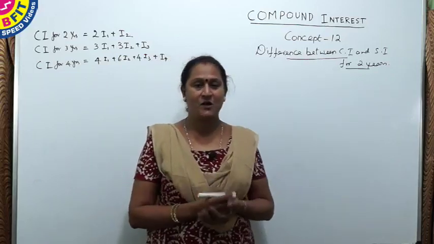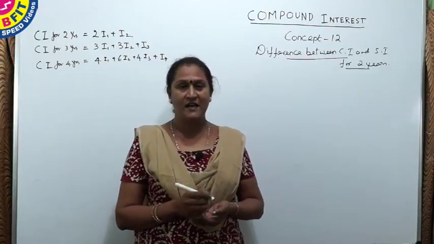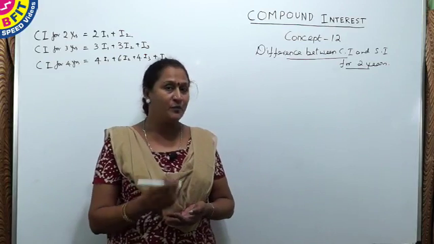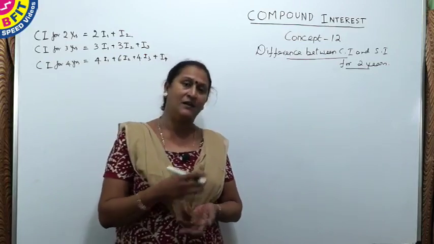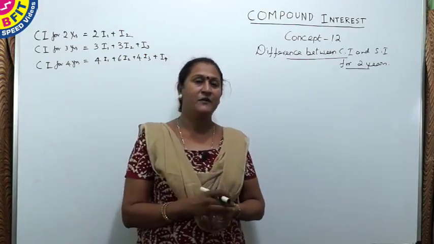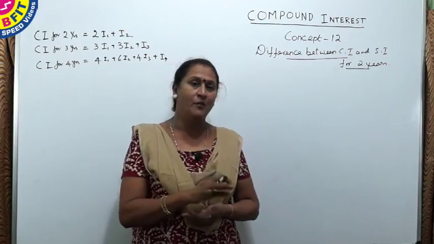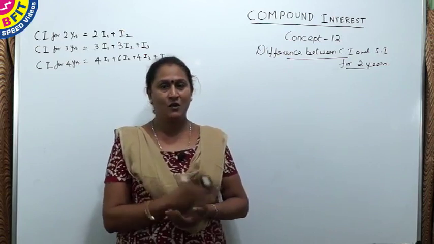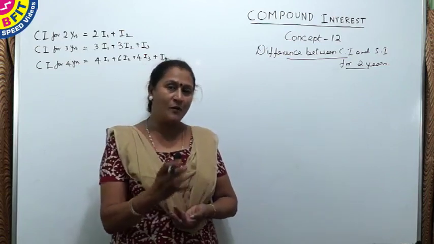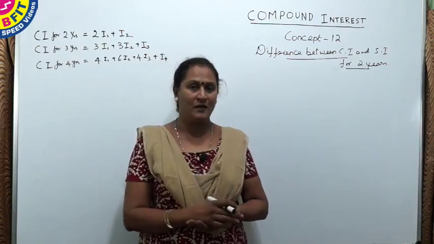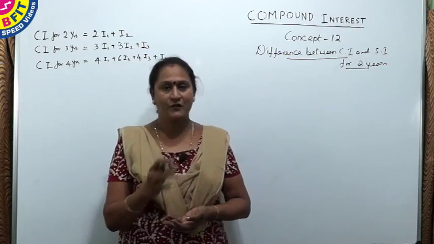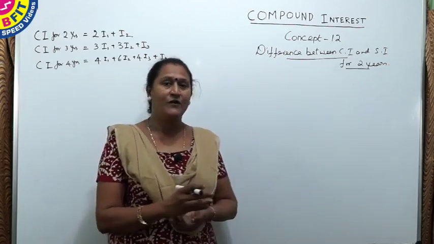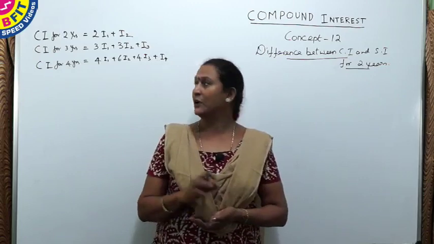So we'll see the next concept, difference between CI and SI. This is an important concept because they repeatedly ask this question, difference between simple and compound interest, for 2 years and for 3 years. We have formulas to find all this, but we'll see how to find this difference using this I1, I2 concept itself.